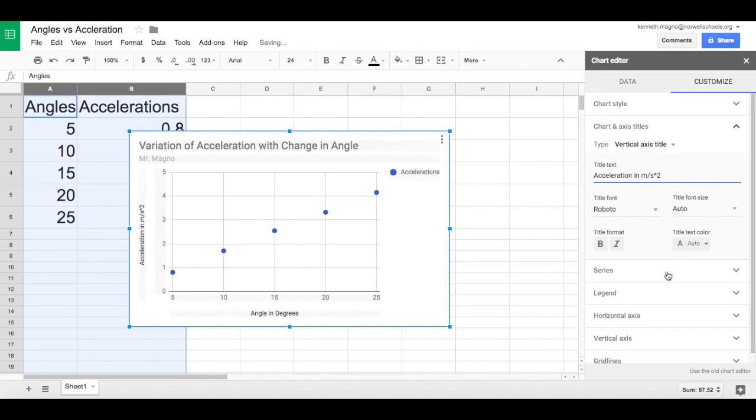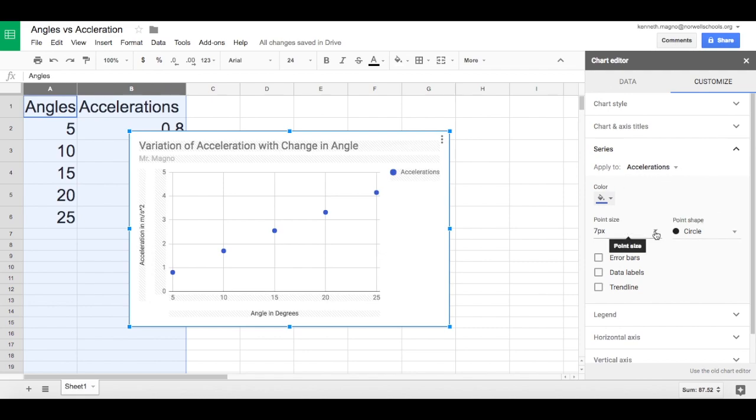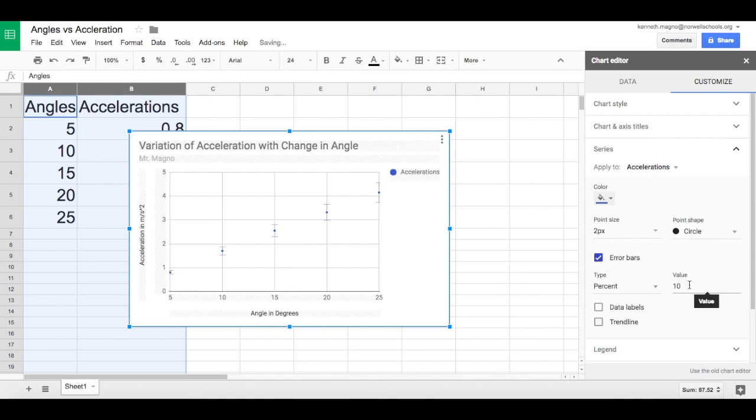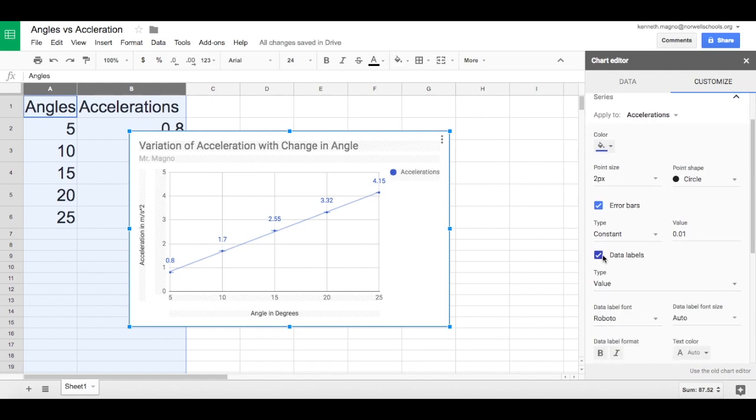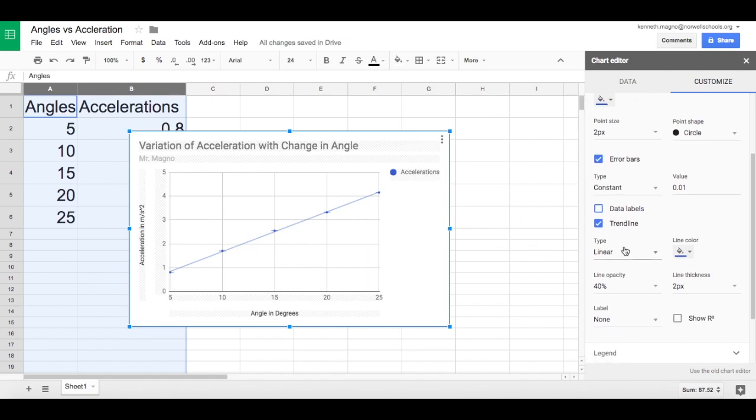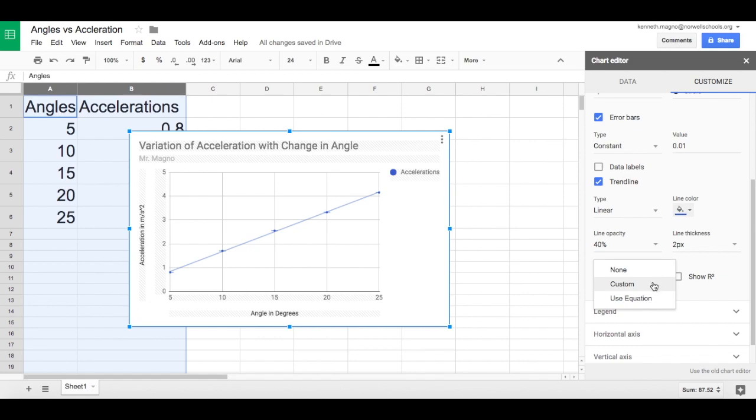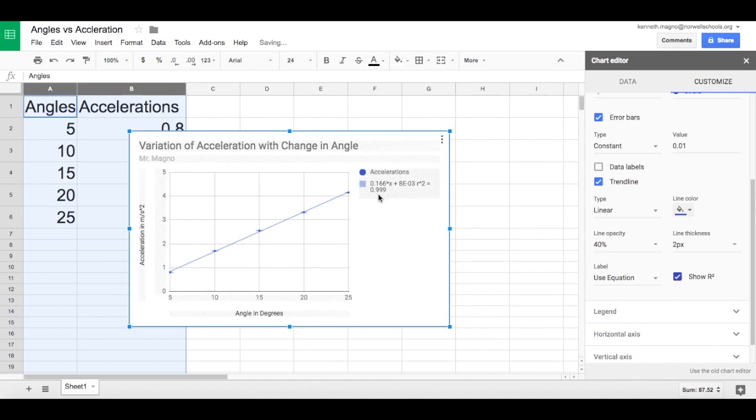Okay. So we have our series that we know. Might make the points a little smaller. I do have some error here in my measurements. We have a fixed value on each of these of 0.01 in all my measurements. So it's kind of hard to see, but it's constant 0.01. I don't need to see the data labels, but my trend line might not be linear. I'll see the equation. So right now I've got a linear on there, but if I show the R value, it looks like it's almost linear, 0.999.